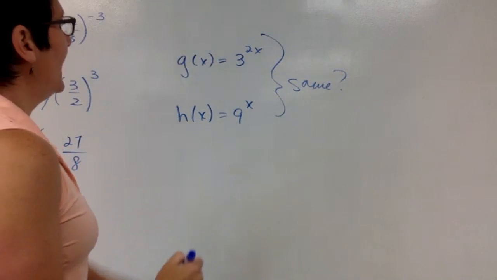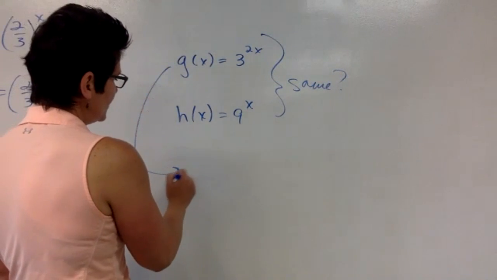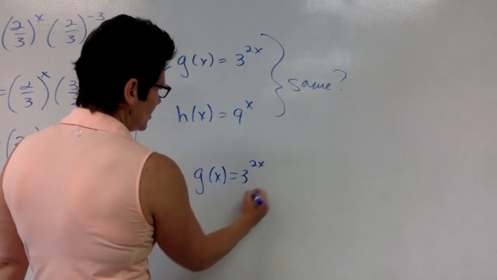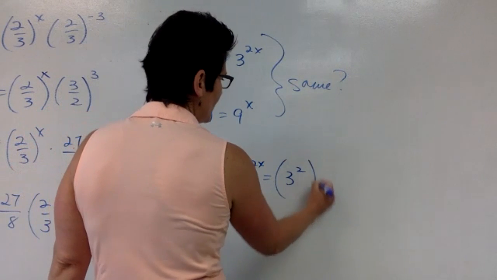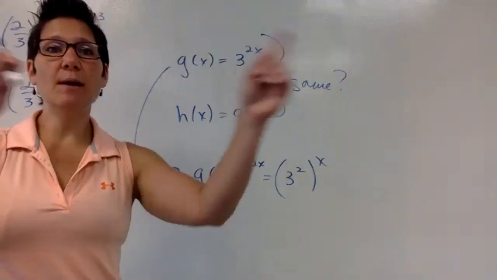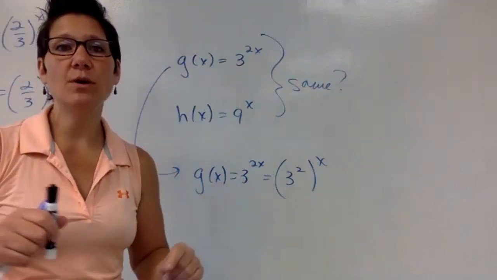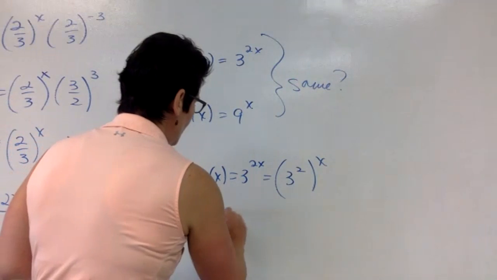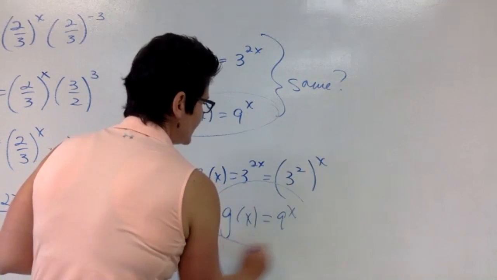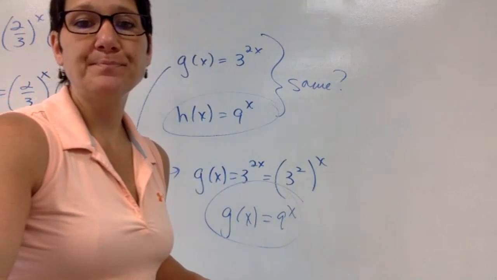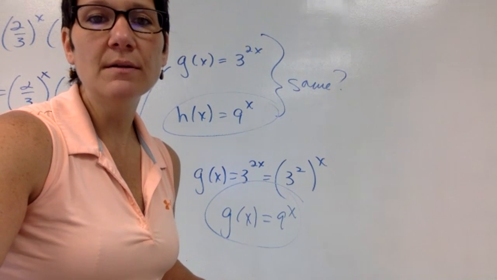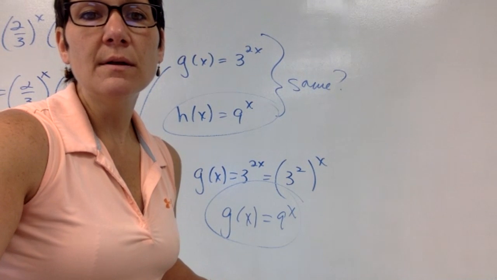And in fact, they are, because if g of x is equal to 3 to the 2x, you can rewrite this as 3 squared to the x power, because again, you're using your laws of exponents. Remember, you can go back and forth however you want. So that will in fact equal 9 to the x power. So h of x and g of x are exactly the same.